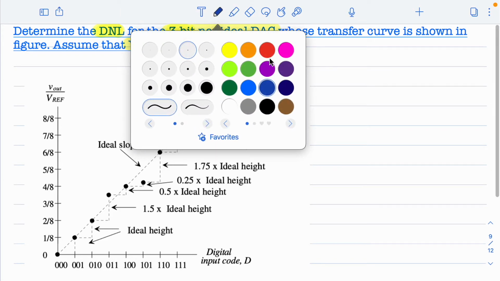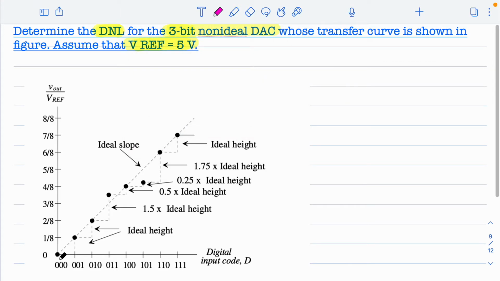Now if you look at the characteristics here, we know that for 000 input we are not expecting any output, right? The output should be 0. Let me write it here. This is 0, this is 1, 2, 3, 4, 5, 6 and 7. For every input digital word transition, what we are expecting is a 1 step ahead, or 1 LSB increment. You see here, this is 1 LSB height, so it is marked as ideal height. This is also marked as ideal height, but here, in the transition from 2 to 3, when the input bit changes, this transition happens.